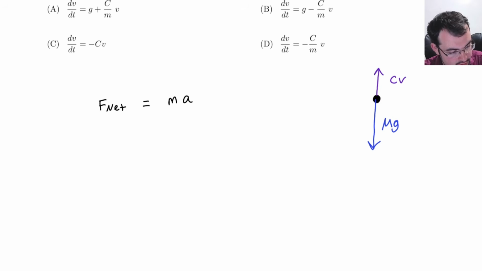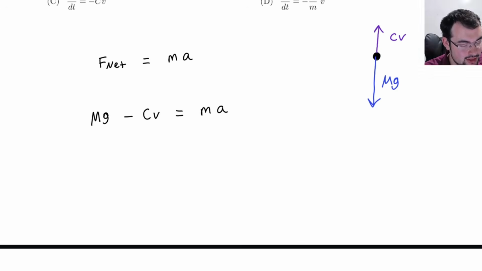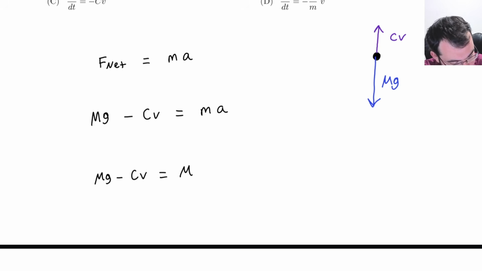So our net force would be the forces helping our motion, mg, minus the forces opposing our motion, Cv, and that's equal to m times a. And acceleration is the derivative of velocity, so we can say mg minus Cv is equal to m dv dt.